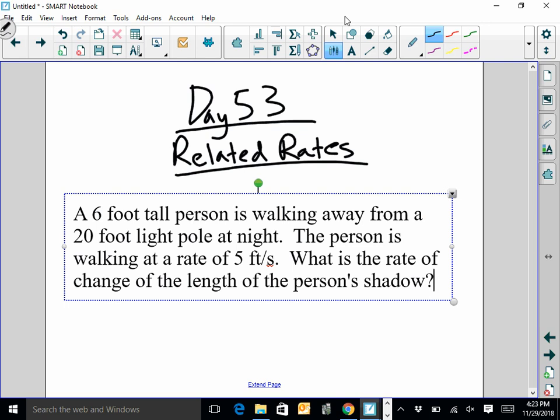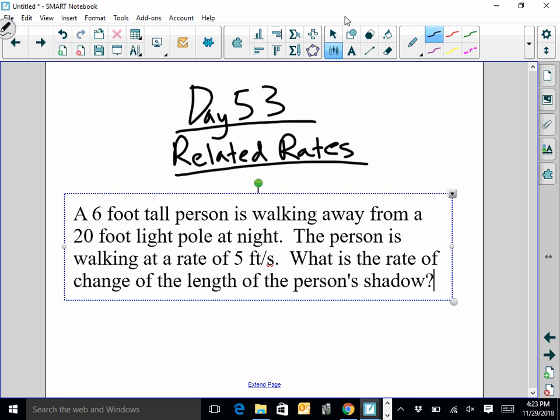So here's what we have. A 6-foot tall person is walking away from a 20-foot light pole at night. The person is walking at a rate of 5 feet per second. What is the rate of change of the length of the person's shadow? Okay, so right away this seems like there's not enough information. But let's take a look and see if we can figure out what's going on here.